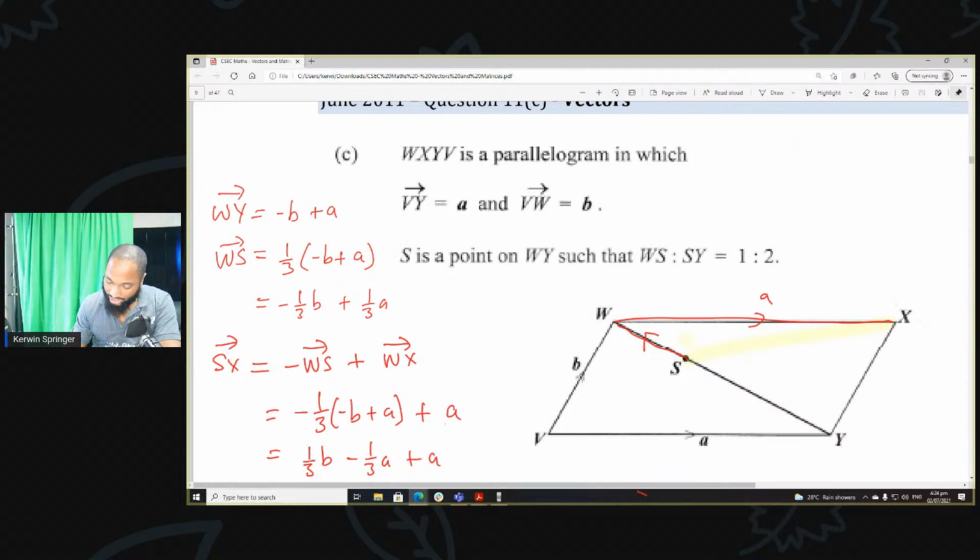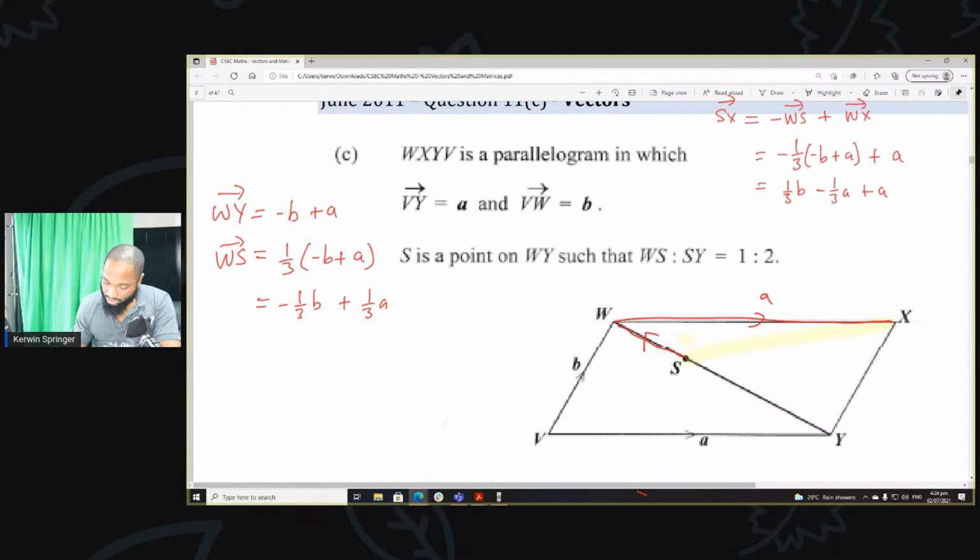Let me bring it over here and examine it a little closer. So if we look here, this and this could have a little interaction. If you take away a third from something, you'll end up with 2/3. So 1/3 B plus 2/3 A is good for me.